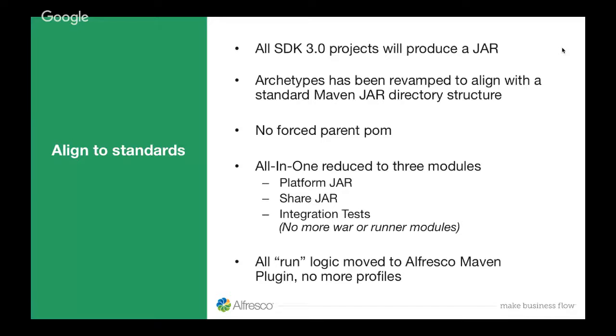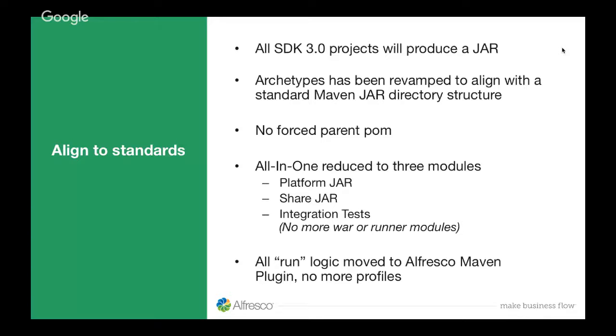And we've rearranged and really skimmed down the archetypes. So we still have all-in-one, but previously in the all-in-one, you would see a repo amp module, a repo war module, a share amp, and a share war, and then a runner module, and again, there's probably a solr module as well. So you have 5 modules. In all-in-one today, we've trimmed all of that down, and now we have a platform jar and a share jar and an integration test, which you could omit if you wanted to, but we'll look at more on that later. So we've really trimmed things down into something more standards-based around jars.